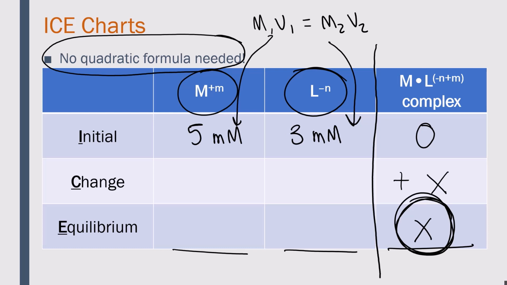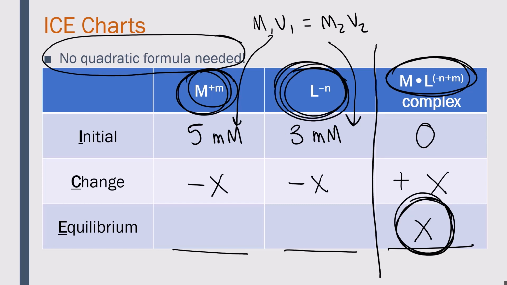So the change line would say minus X because for every equivalent of the metal-ligand complex formed, you're using up one metal cation and one ligand anion. So you're using up equal amounts of each as what you formed of the metal-ligand complex. Therefore, for the equilibrium line, you're going to have 5 minus X and 3 minus X.